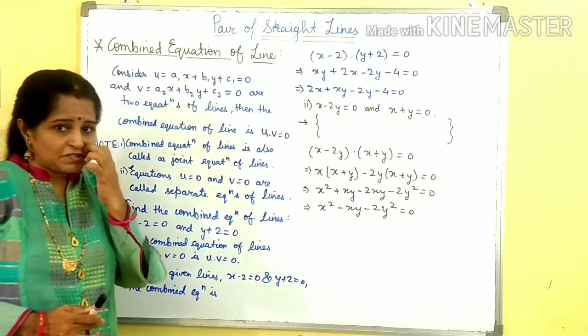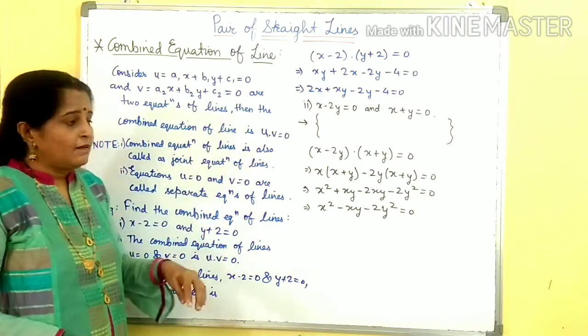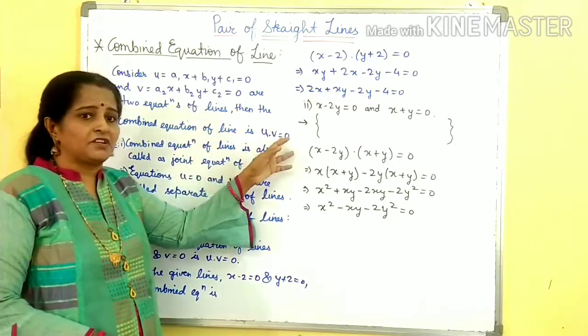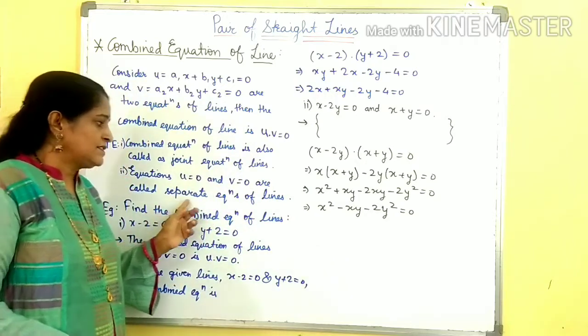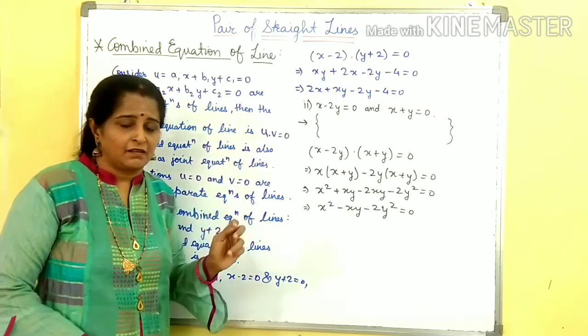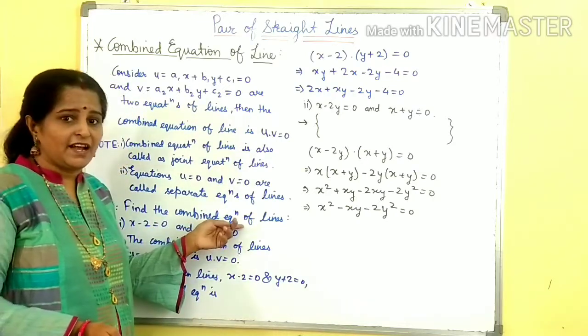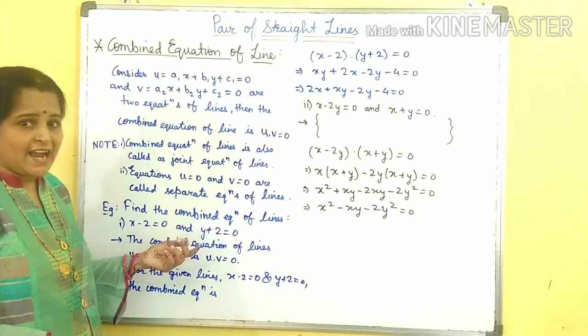Now there are two questions for this topic. First one is find the combined equation of line, and next is find the separate equation of line. Whenever there is the word combined equation of lines, you have to multiply the two equations.